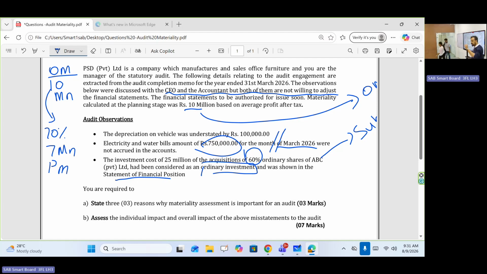So when you receive this type of question, you have to consider the cumulative impact also, not only the individual points, because these are related to one company. You are giving one opinion, not different opinions. So when you are drafting the opinion, you have to consider the cumulative impact also. Clear?